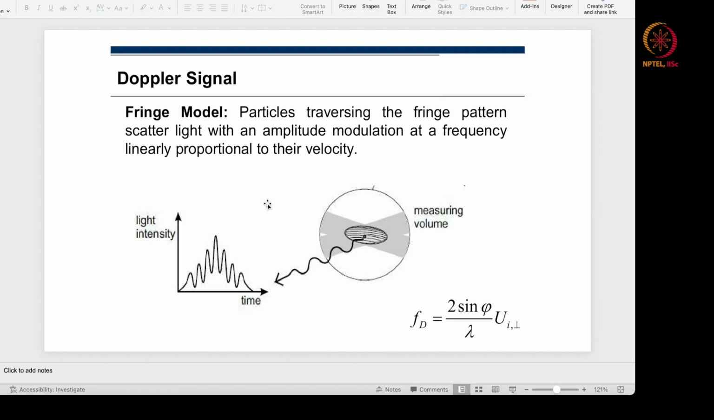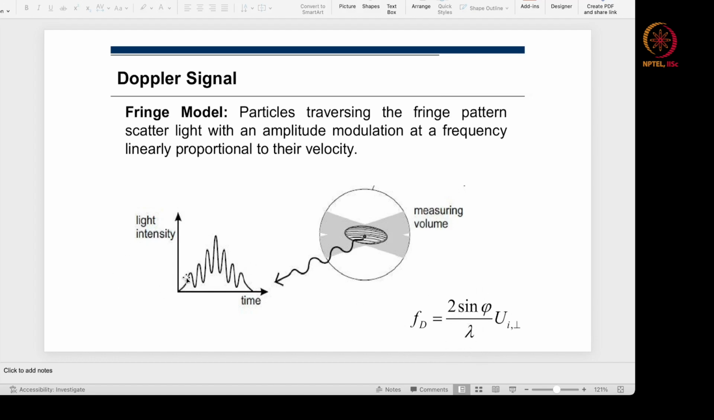Now if you look at the fringe model, the Doppler signal, the particles that are traversing the fringe, the particle just goes through the fringe, through this measurement volume, and it shows an amplitude modulation at a frequency which is linearly proportional to its velocity. This is Fd, and it is proportional to the velocity component normal to the fringe lines. It is related to it by a purely geometric factor and the wavelength of the laser.